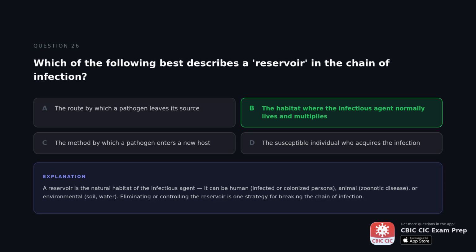The correct answer is the habitat where the infectious agent normally lives and multiplies. A reservoir is the natural habitat of the infectious agent. It can be human, infected or colonized persons; animal, zoonotic disease; or environmental, soil, water. Eliminating or controlling the reservoir is one strategy for breaking the chain of infection.